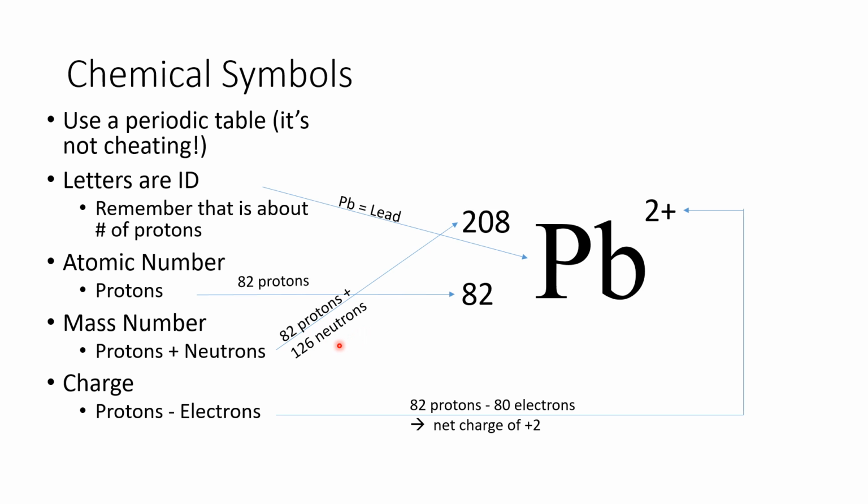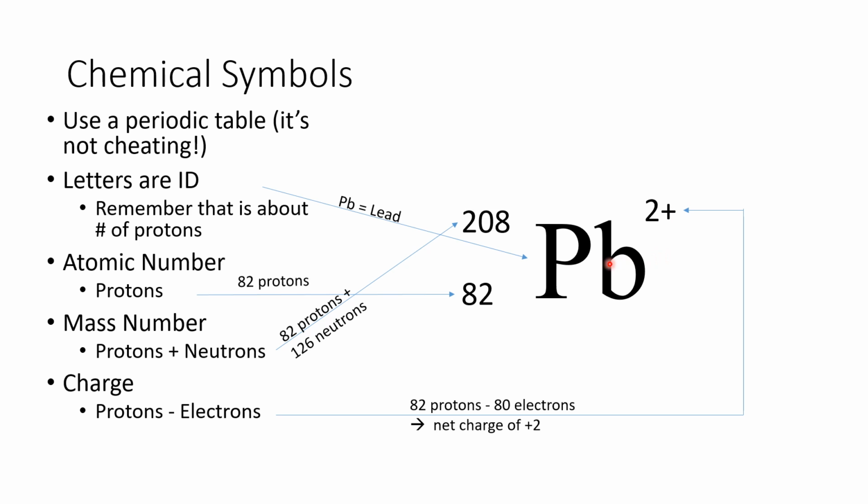And just let me reiterate, that's not divided in half. There are not 104 of anything here, okay? So it's added together to get the mass number. All right. So now let's talk about this number over here, which is the charge on it, the ionic charge.